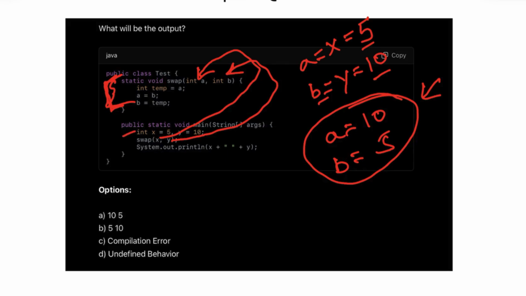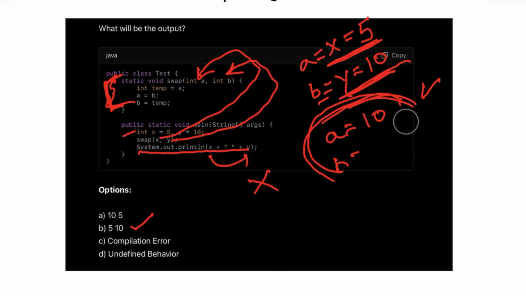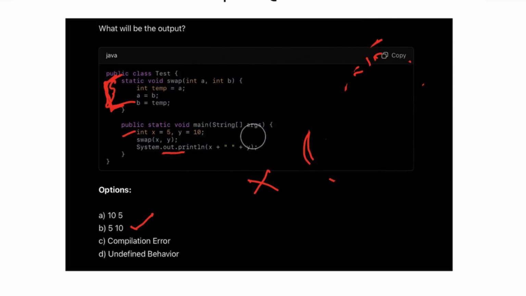So if I print after calling the function, the values of a and b are exchanged, but did the values of x and y exchange? No, the values of x and y are still 5 and 10 respectively. So the output will be 5, 10. This is a tricky one. I'll tell you why. Because people feel that the values of a and b are swapping, so x and y will also swap. No, that swapping is only limited to the variables a and b, and not x and y.